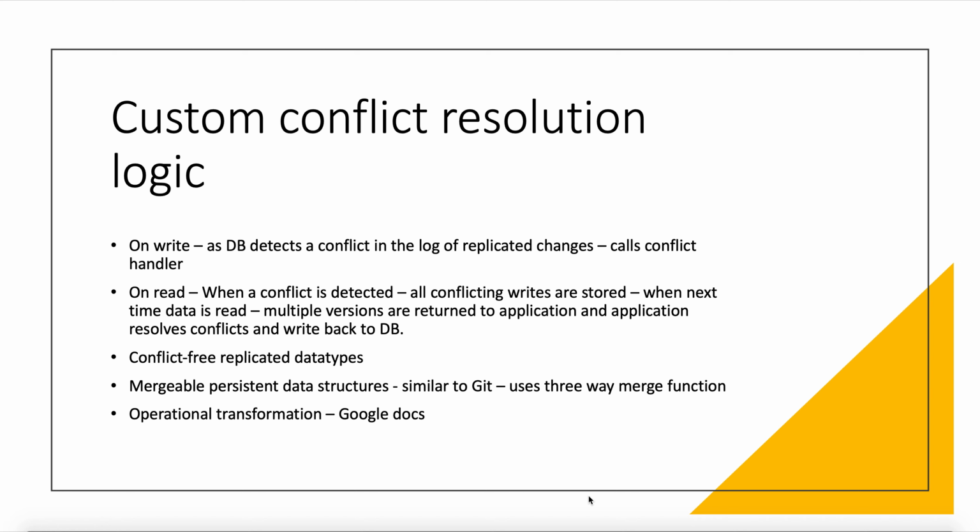There are other ways of conflict resolution like conflict free replicated data types, which are the family of data structures for sets, maps, etc. that can be concurrently edited by multiple users and which can automatically resolve conflicts. Others are mergeable persistent data structures, which is similar to Git version control system, and it uses the three-way merge function. The other way is operational transformation, which is used by Google Docs to solve the conflict.